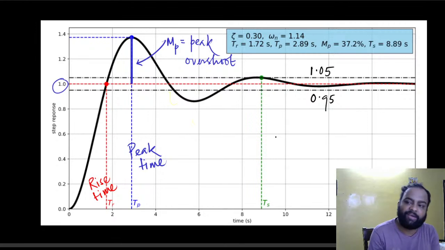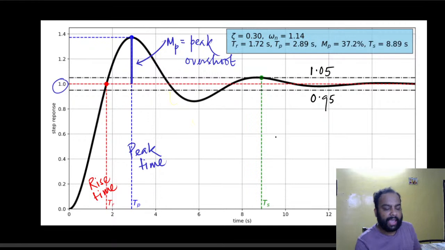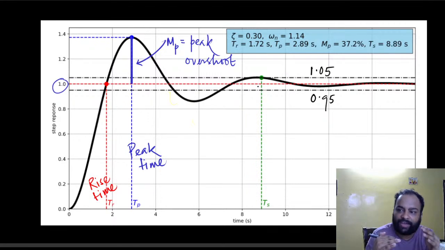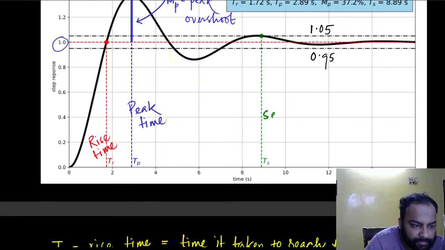Okay, but let's take the 5% criteria here. In the 5% criteria, we are saying that when the response reaches plus minus 5% of the final value and stays there for the rest of the time, we say that the system has reached steady state, or rather the system has settled down. The transient has died down significantly. So this time that the system takes to settle down is known as the settling time, of course.